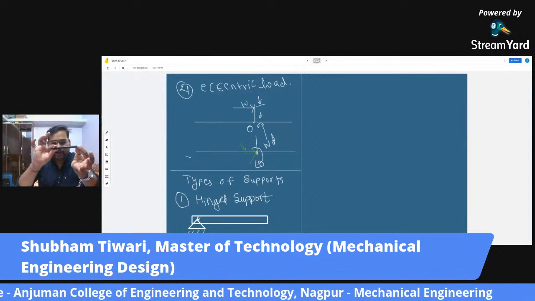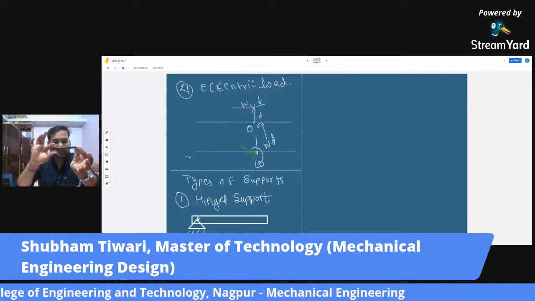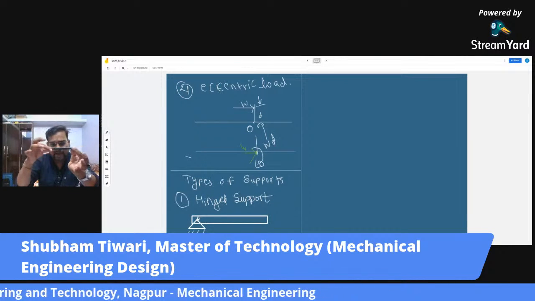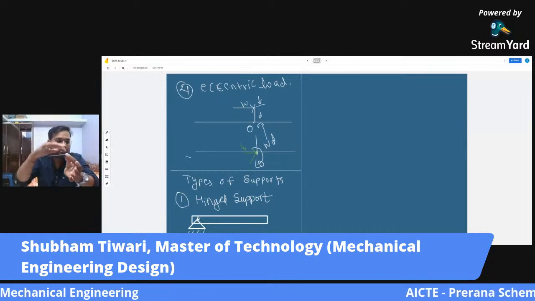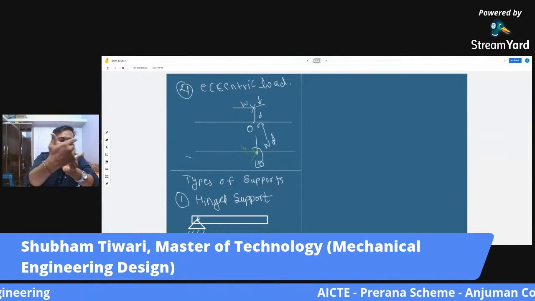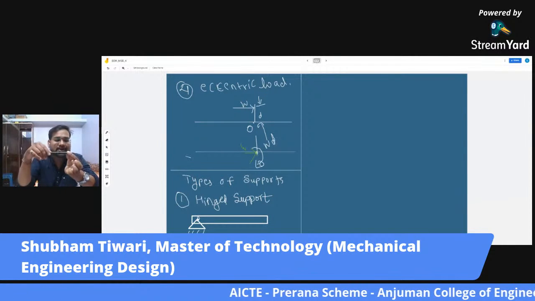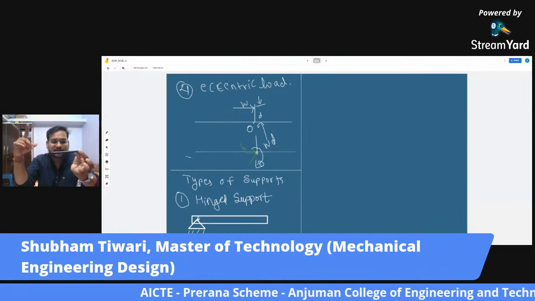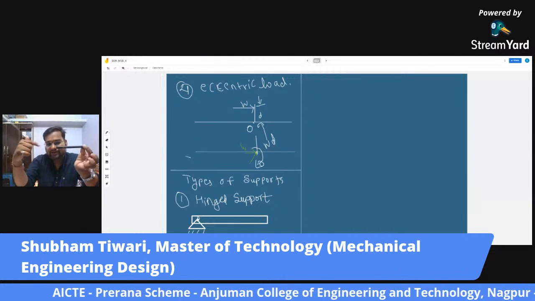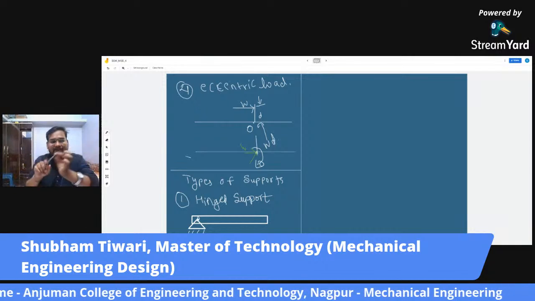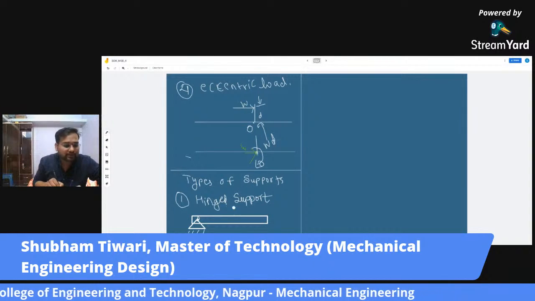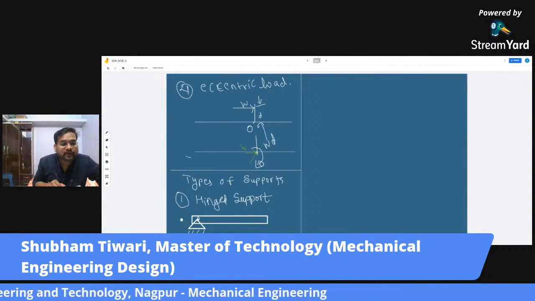So it cannot move further. When I apply this force to move it here, the support is going to apply an equal and opposite amount of force in the opposite direction. So there is this reaction provided by this support in the x direction. So what I will say is, there is a reaction in x direction. I will say Rx.